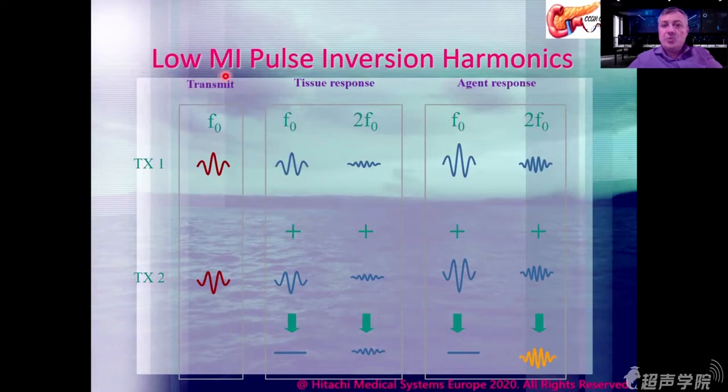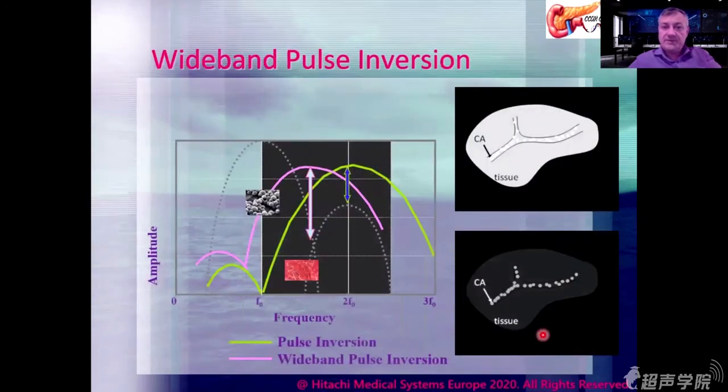One example is low mechanical index pulse inversion harmonics, where the tissue response is diminished and we get only the agent response, the second harmonic, by summing the components generated by the microbubbles when they are resonating during ultrasound examinations. So basically this is how it works.